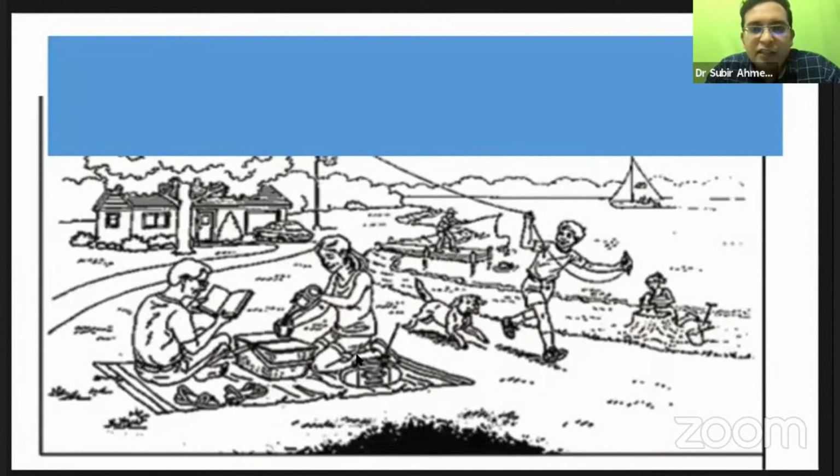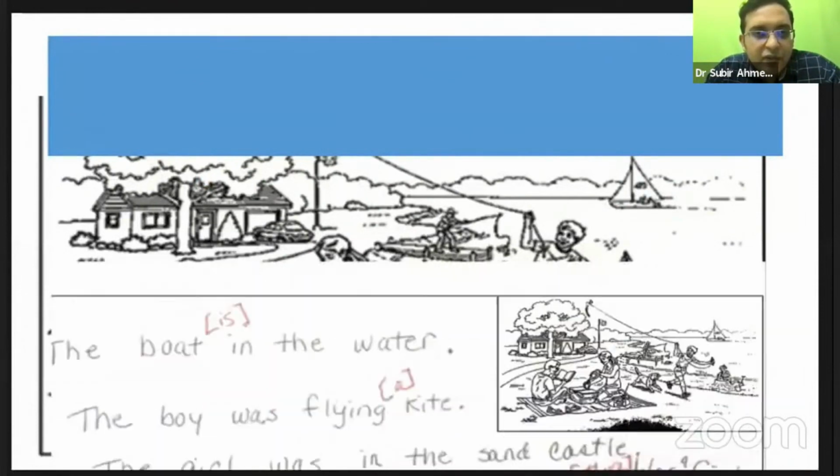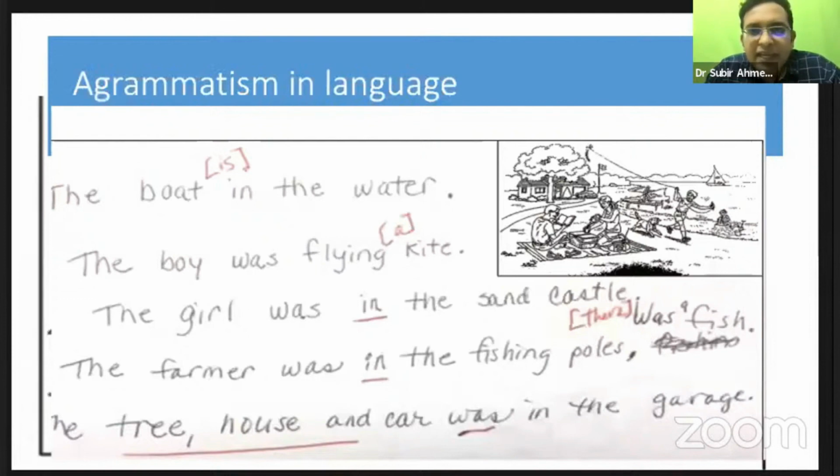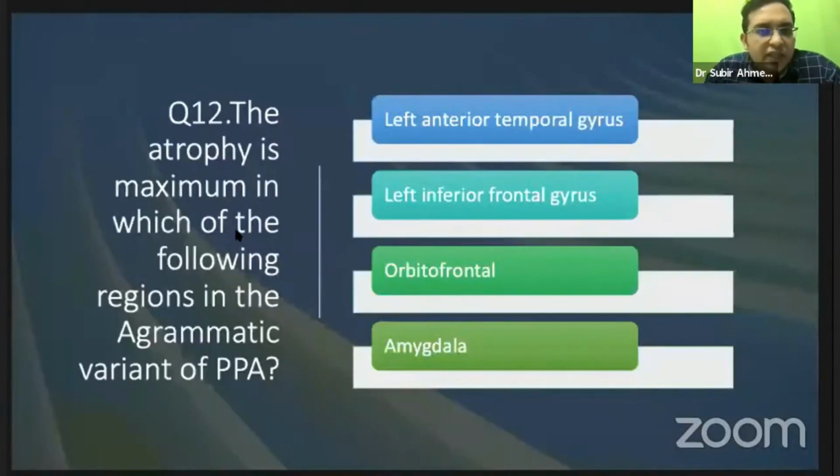And I'll tell you about a patient who was shown this picture and asked to describe it. While describing the picture, what he wrote was this. He wrote that there is the boat in the water. The boy was flying kite. The girl was in the sandcastle, and he was having a lot of grammatical language errors. So this is a case of agrammatic variant of PPA, or otherwise called non-fluent PPA.